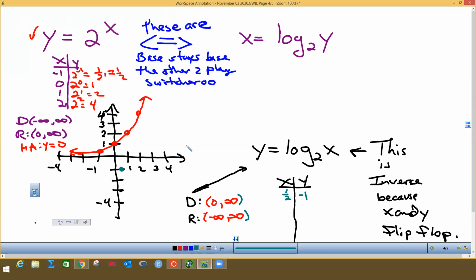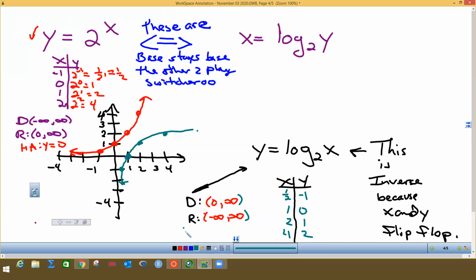I've got 0, 1, so that flip-flops to 1, 0. So this goes through 1, 0. 1, 2 flip-flops to 2, 1. So this goes through 2 and 1. And then 2, 4 flip-flops to 4 and 2. So I go out to 4 and go up to 2, and this graph is looking like this. And this graph will not touch the y-axis.